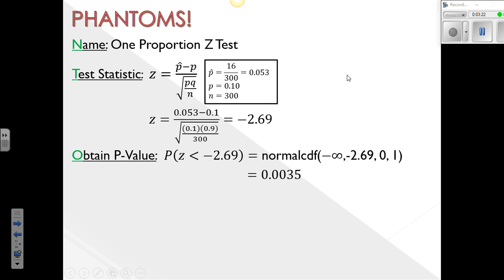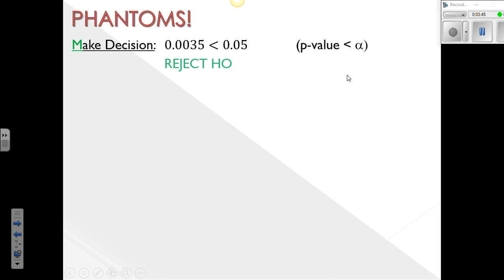Make your decision. So you have an alpha level of 0.05, correct? P-value of 0.0035. Is that enough evidence? Do you have enough evidence? Yes, you do. Why do you have enough evidence? Because when p is low, you reject the H0. All right, so there you go. So you're making your decision. You're going to reject H0.